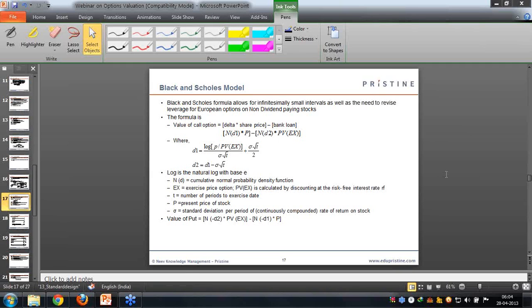And if you have any technical issues, you can put them there too. Before moving on to the Black-Scholes model, I would like to confirm if you have any questions or any technical difficulties, you can put it in the chat box.